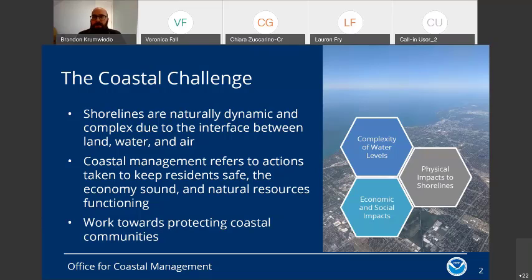And so today I'm going to talk about, again, very briefly, the complexity of these water levels that we're seeing, how that relates to the physical impacts of the shoreline that we see, and then also touch on the economic and social impacts involved with these water level changes within the Lake Michigan basin. Next slide.